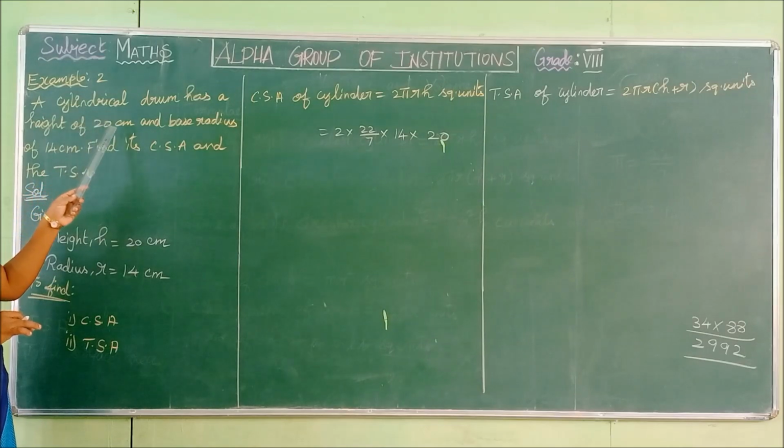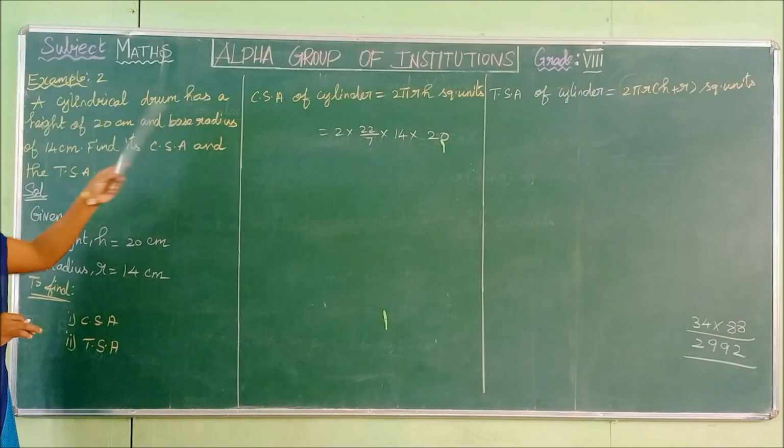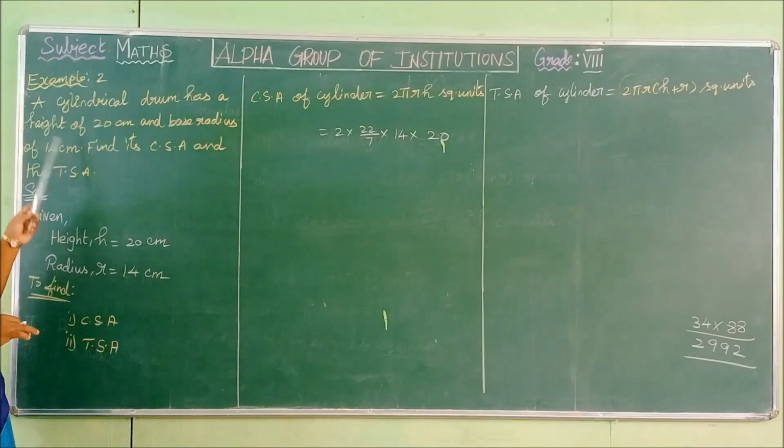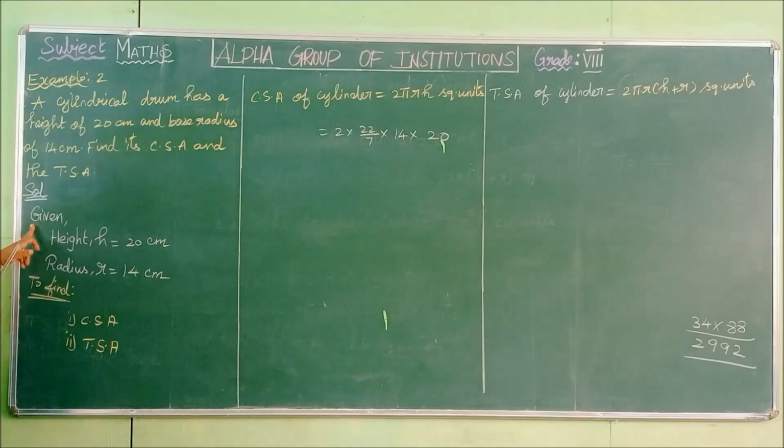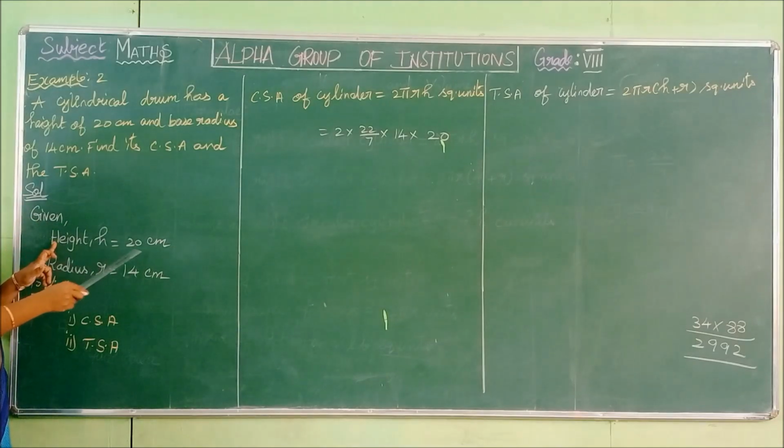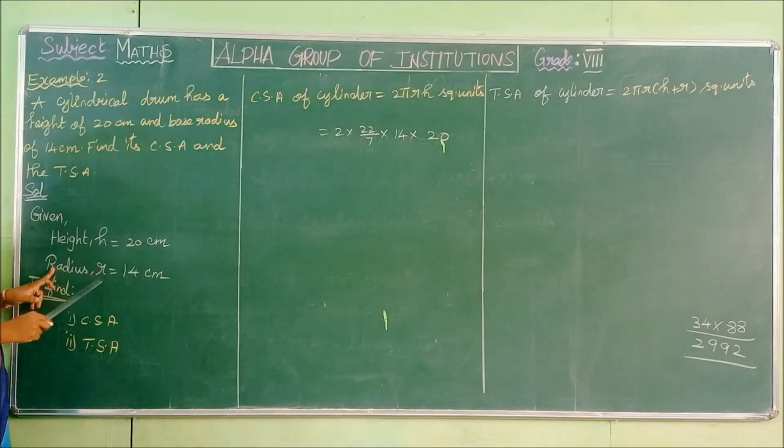So what is the radius of the cylinder? Base radius is 14 centimeter. What is the height of the cylinder? 20 centimeters. So in the solution part you have to write what are the given data. Height h equal to 20 centimeter. Radius r equal to 14 centimeter. What we have to find? We have to find CSA and TSA.